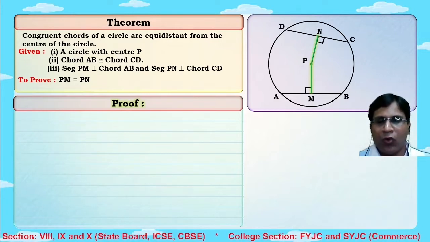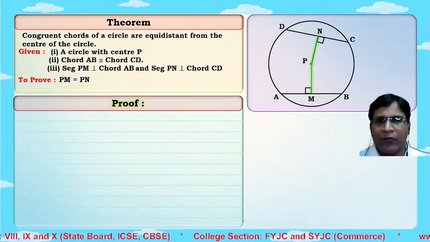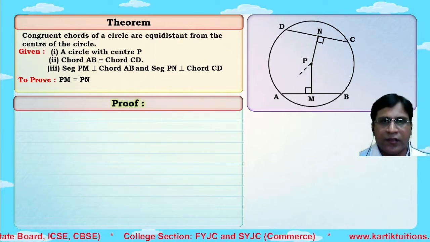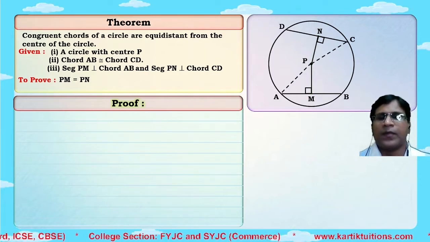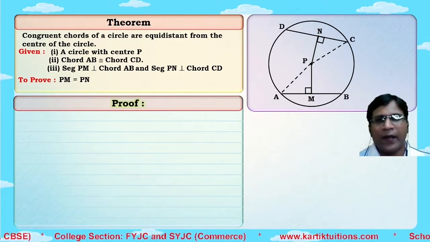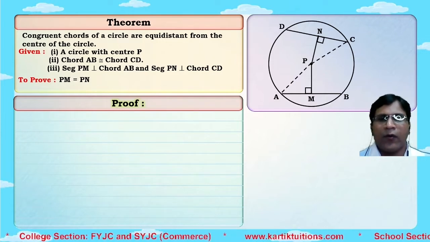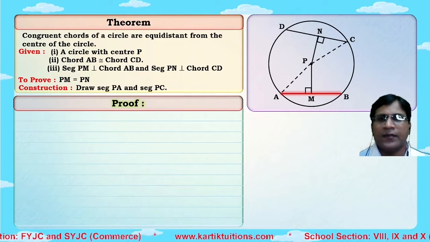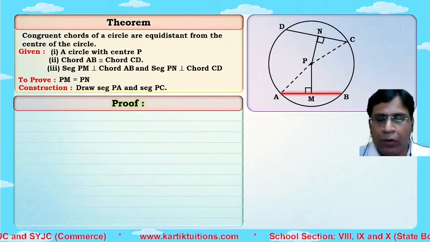Now, again, as you know, whenever you have to prove two things equal, we always need the help of a triangle. So there is a small construction, and the construction is join PA and PC. Now you got two right angle triangles. Which right angle triangles you got? Triangle PMA and PNC.